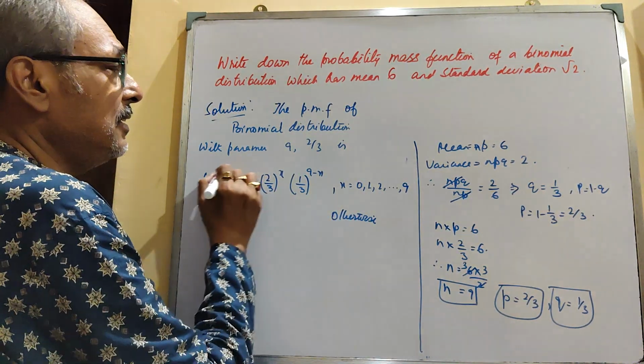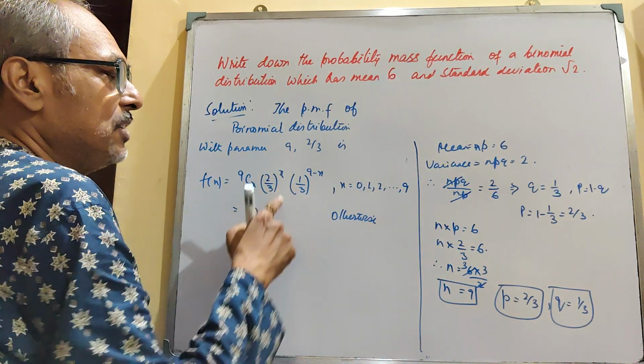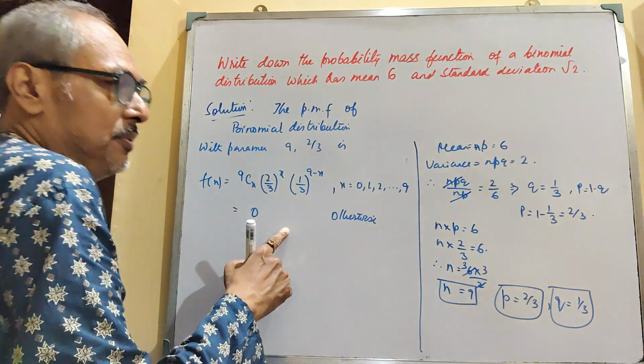This is the answer of this question. This is the probability mass function of the binomial distribution.